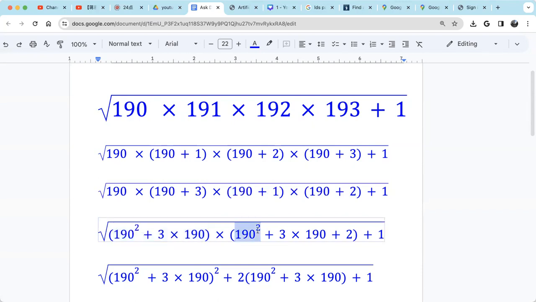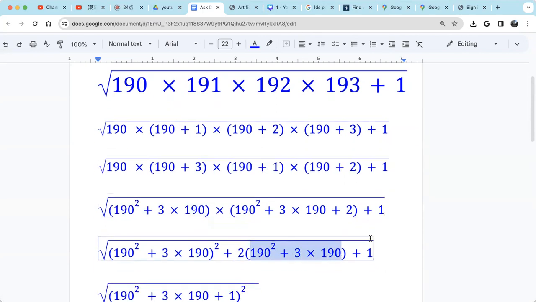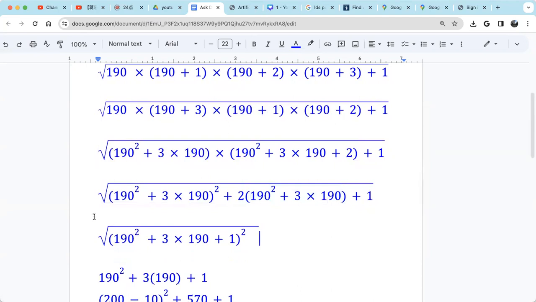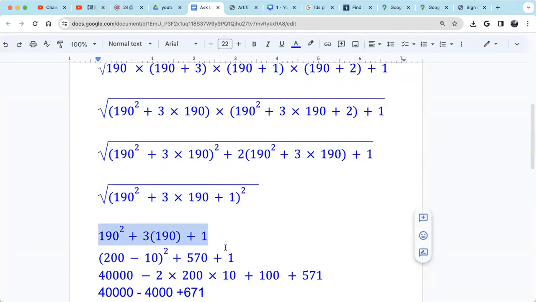So we multiply this one with this one, get a square term. Then we're left with 2 times this term, then plus 1. Now observe this, that's a beautiful thing. We have something squared plus 2 times something plus 1. That's a perfect square: something plus 1, squared. The square root cancels the square, so we get something plus 1 out of the square root.